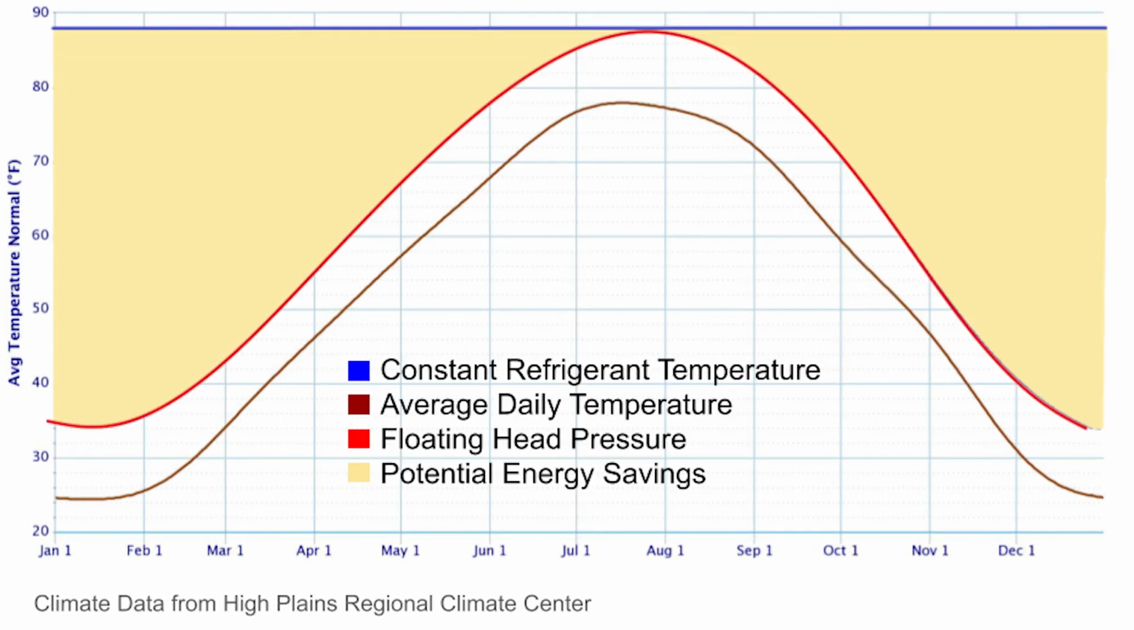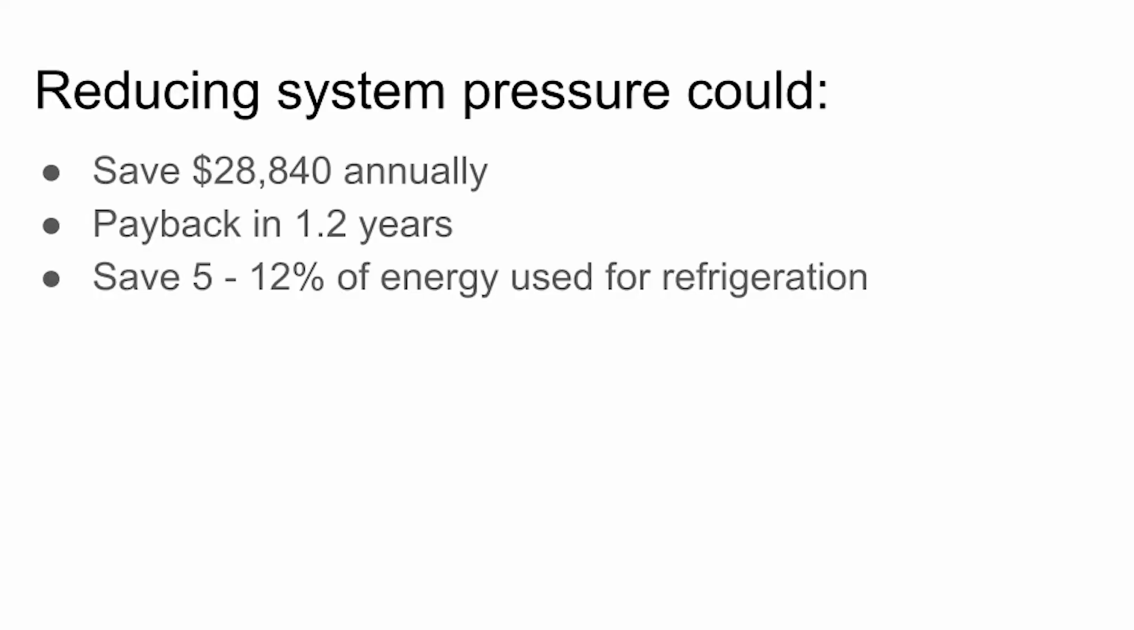There are many options to reduce the system pressure. One option is to use a floating head pressure, which adjusts the pressure according to current ambient temperature. The Industrial Assessment Center calculates reducing the system pressure can save $28,840 annually on average, and would have an average payback of 1.2 years. This recommendation would result in refrigeration energy savings of 5 to 12%.